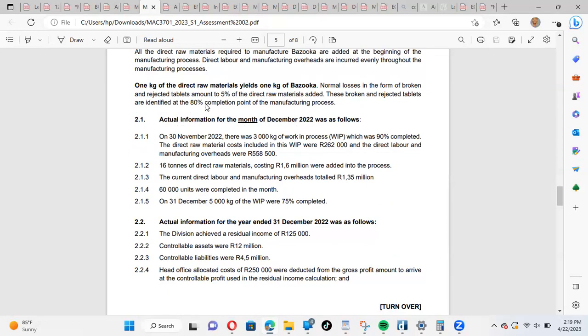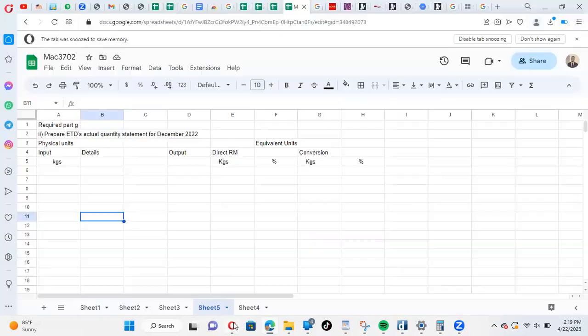So on the actual information on the 30th of November 2022, we are dealing with December. At the beginning of the period, there was 3,000 kgs of work in progress, which was 90% complete. So let's put all that information through. Right, so what do we have?